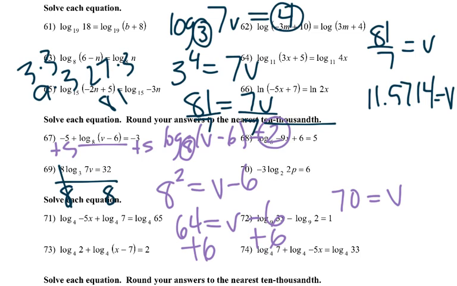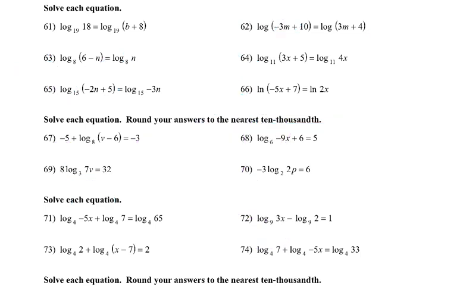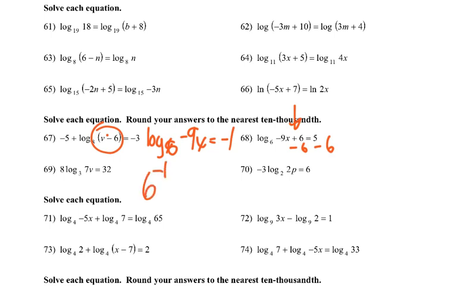Now let's take a look at 68. We would subtract the 6. Notice that this is in parentheses, this one isn't. So we start by subtracting the 6. So I get log base 6 of negative 9x equals negative 1, because 5 minus 6 is negative 1. So 6 to the negative 1 would equal negative 9x. So 6 to the negative 1 is really like 1 over 6 equals negative 9x.